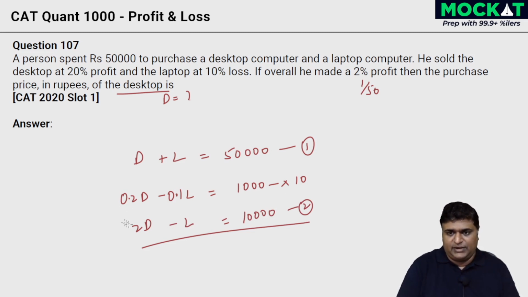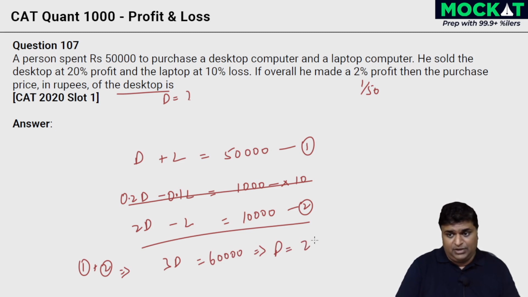Ignore this middle one right now. Doesn't matter. Add them up. 1 plus 2. Plus L and minus L are cancelled. D plus 2D is 3D equals, and you get 60,000 over here. So that means D over here is nothing but 20,000. So the answer here is 20,000.